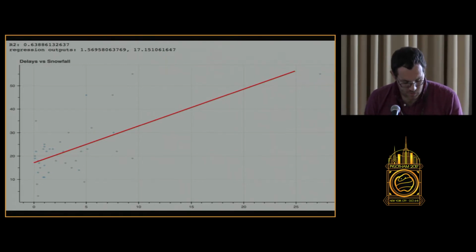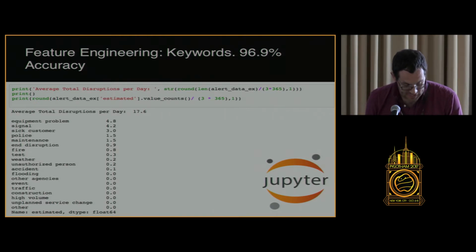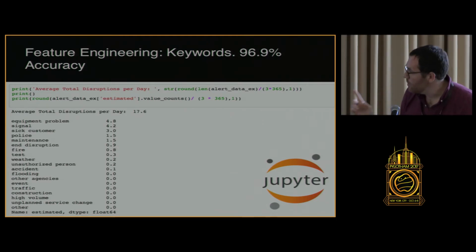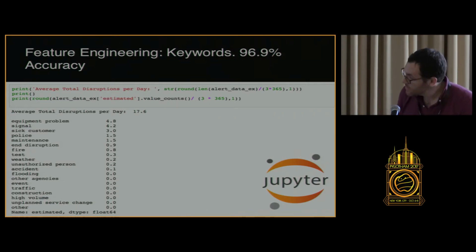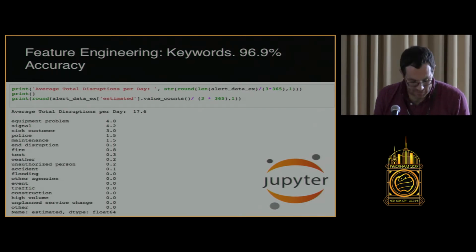So one other cool thing that comes out of this is that we can also now see a breakdown of all the causes of delays in the subway to a pretty high level of accuracy. So here's my obligatory Jupyter Notebook screenshot or reference. Excluding some delay types we don't care about, like non-service announcements, on an average day over the last 3 years, the system sees about 18 disruptions per day. The most common causes of these delays are general equipment problems and signal and switch problems, which I have combined together under signal. Sick customers, police activity, and maintenance make up most of the other really common causes of disruptions.